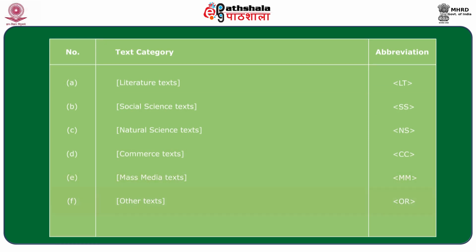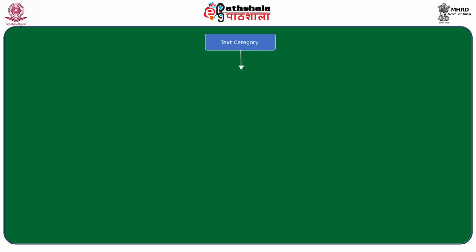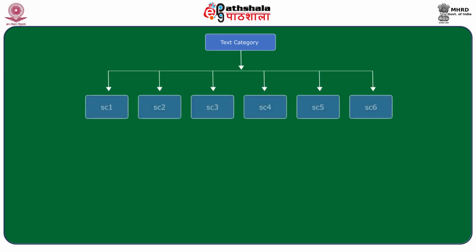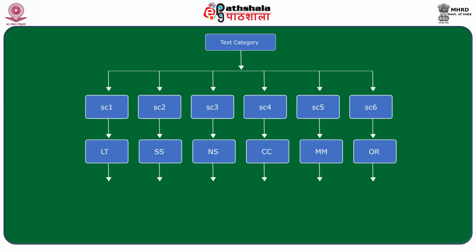We have used LT for literature text, SS for social science text, NS for natural science text, CC for commerce texts, MM for mass media texts, and OR for other types of texts. So this table gives us a very clear idea how different kinds of texts can be classified. Similarly, for other domains also, this can be very systematically used to classify the text.